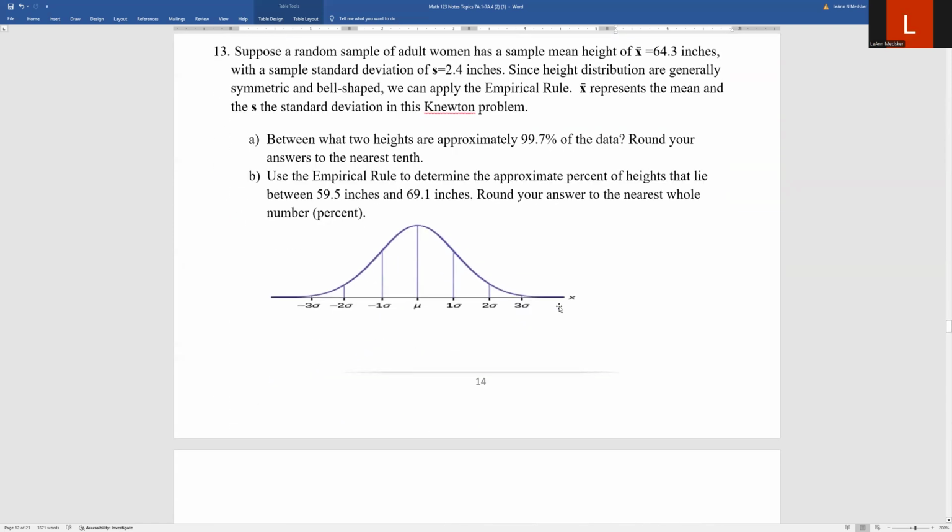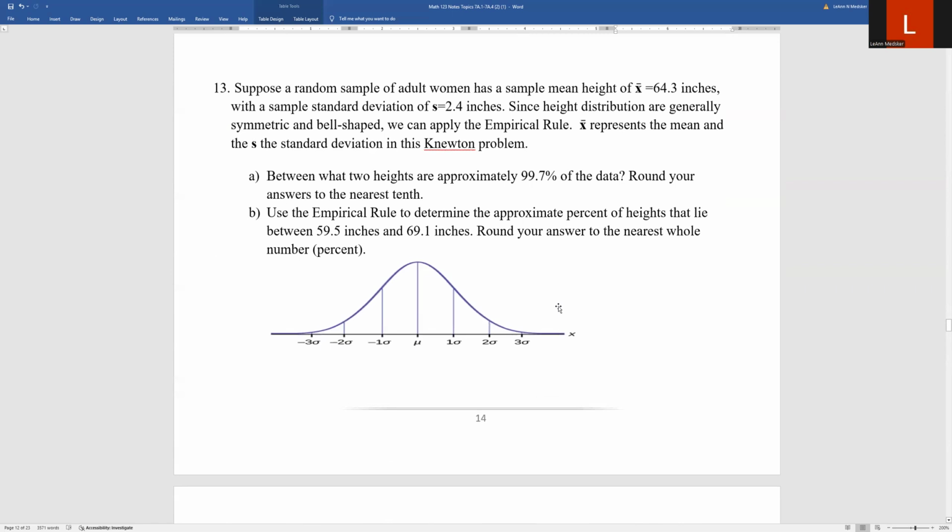Number 12 is on the Kahoot, so we're going to skip that one real quick. So we'll look at number 13. Suppose a random sample of adult women has a sample mean height of 64.3. So I'm going to put that down here. And a standard deviation of 2.4.